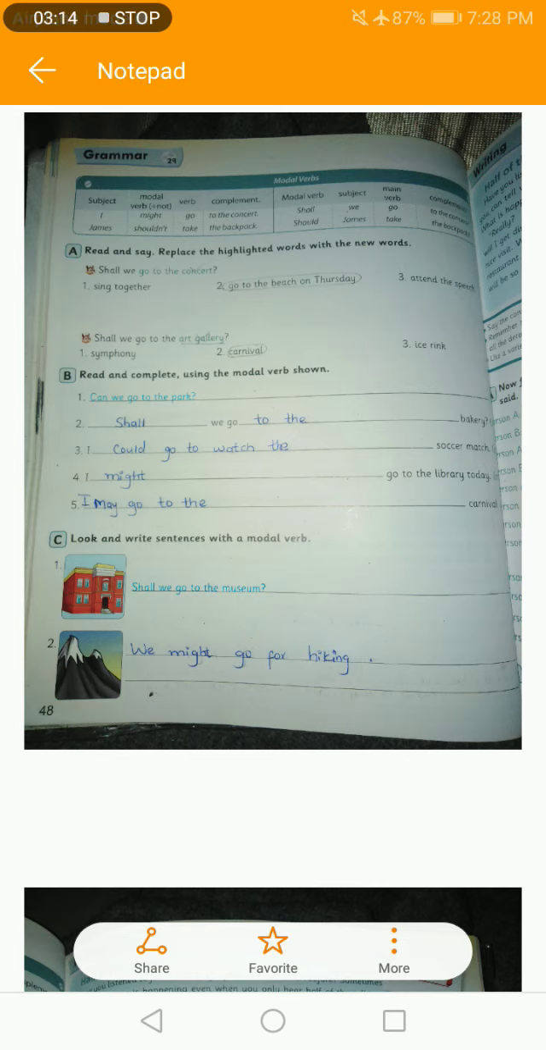So this is exercise B and we have exercise C. We have to look at the pictures and complete the sentence by adding modal verbs. The first one is already done. Shall we go to the museum? Look at the second picture. We might go for hiking. So this is all on page 48.